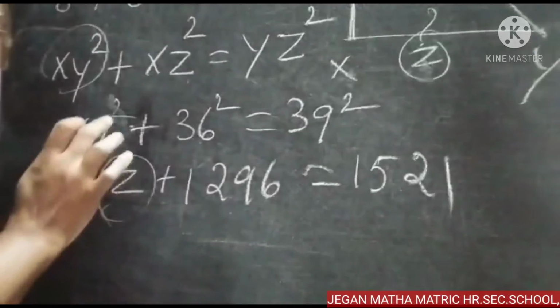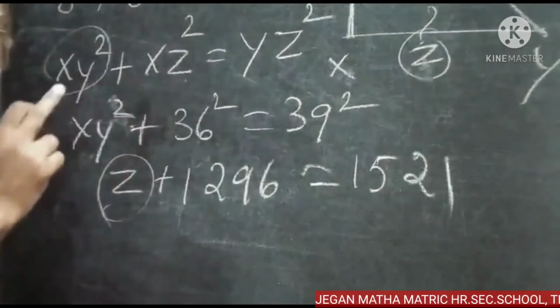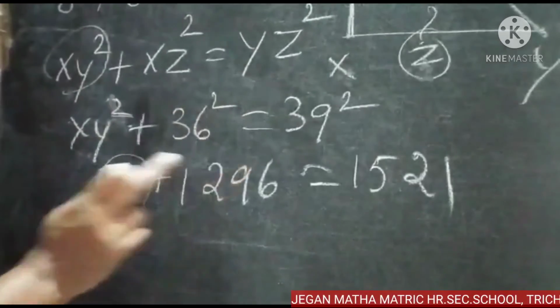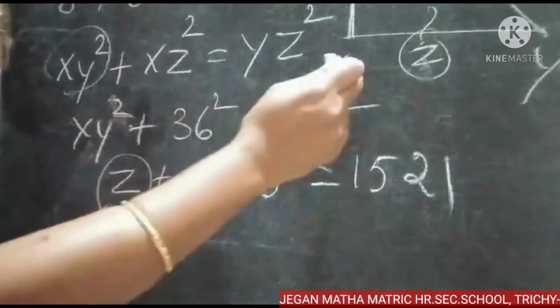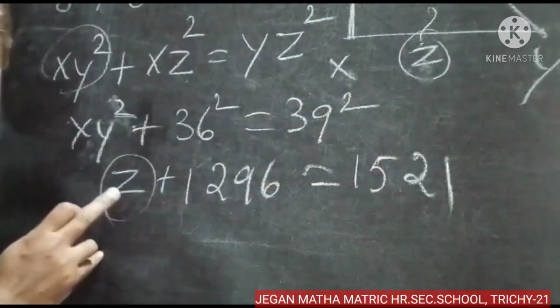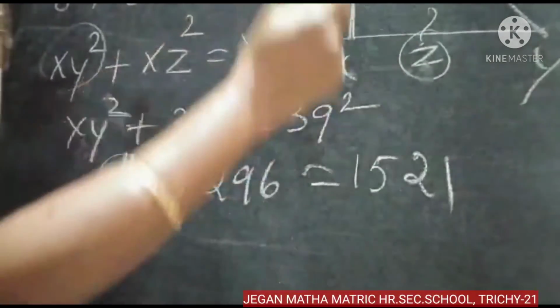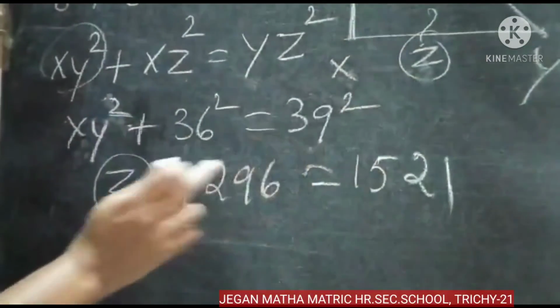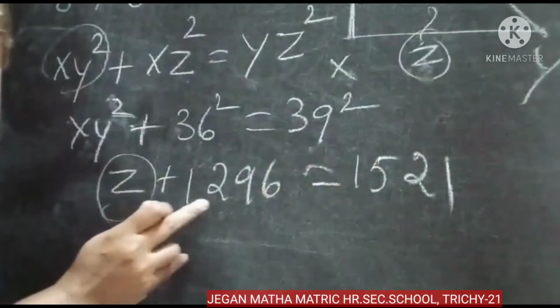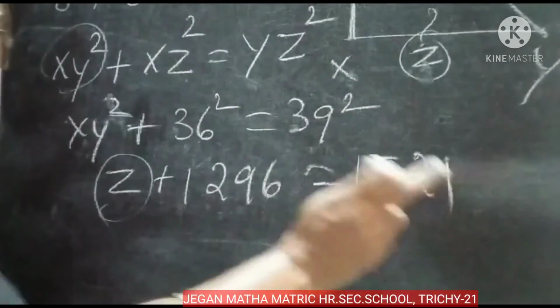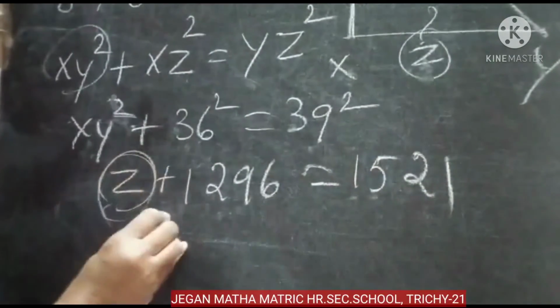Now let us continue. XY square plus XZ square equal to YZ square by Pythagoras theorem. So XY square, the value of XY square is here z. So apply the z here: z plus XZ square, 36 square, and YZ is 39 square. 36 square value is 1296. Here 39 square is 1521. So we want to find out this value only.